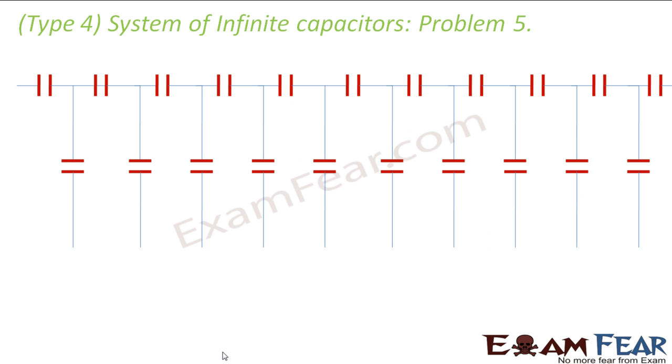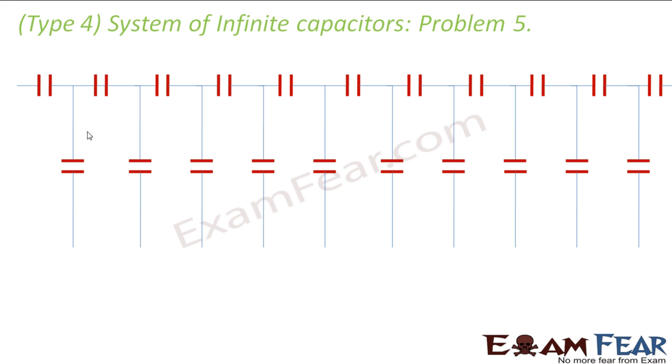Now we will look at certain problems where you have an infinite number of capacitors arranged in a circuit, however in the same pattern. So if I ask you to calculate the equivalent capacitance of this circuit, how do you think will you be able to calculate? Because you don't know the exact number of capacitors in the circuit. So what approach do we follow here?